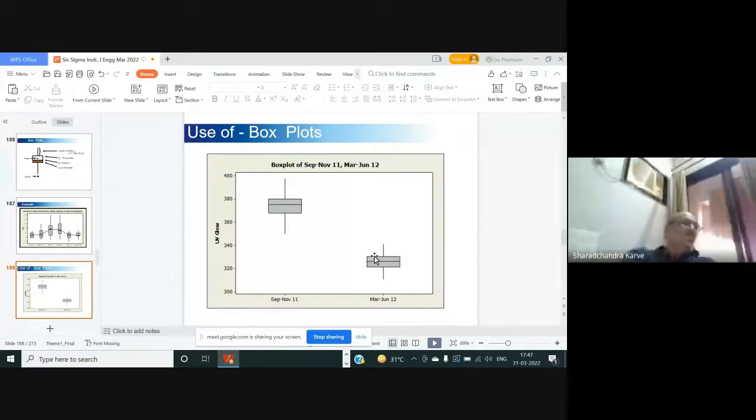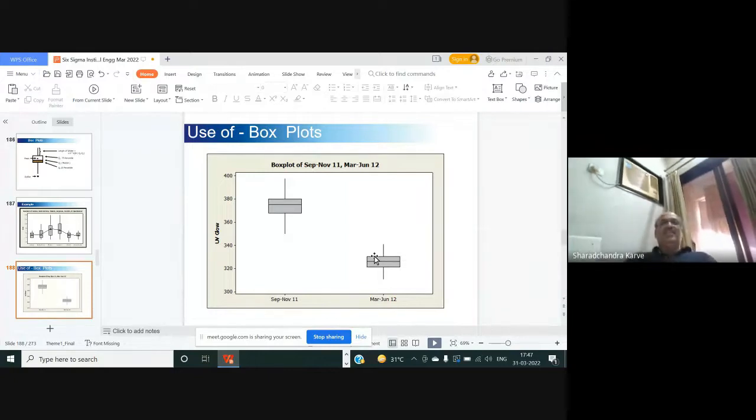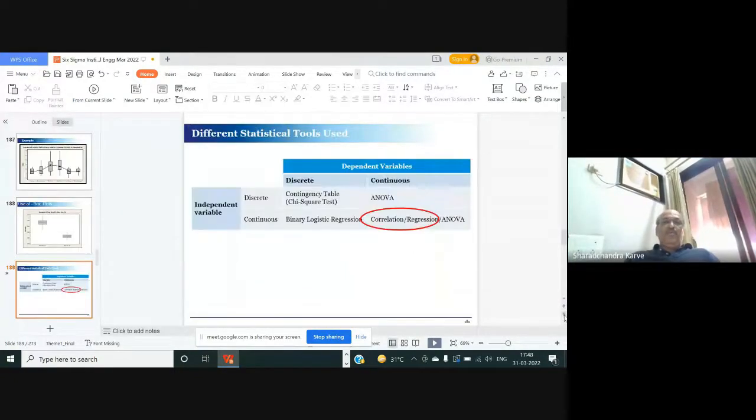So you cannot claim that I have improved the process and my project is complete. That is how it goes out. So this is about the box plot. And then the next tool is a very important tool as far as chemical engineers or the process industry is concerned. The tool is called correlation regression analysis.